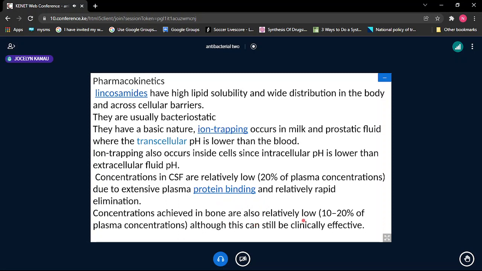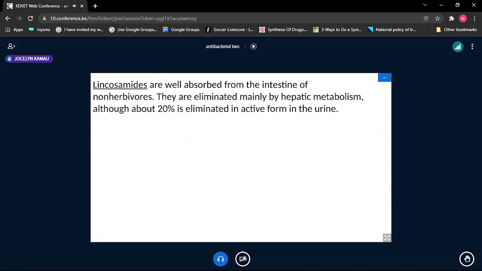The concentration achieved in bone is also relatively low in comparison with the concentration within the plasma, but we are still saying they are drugs of choice when you have infections within the bones compared to the other drugs. Nevertheless, the concentration within the bone is still lower than within the plasma, but they concentrate more in the bones compared to other antibacterial agents.